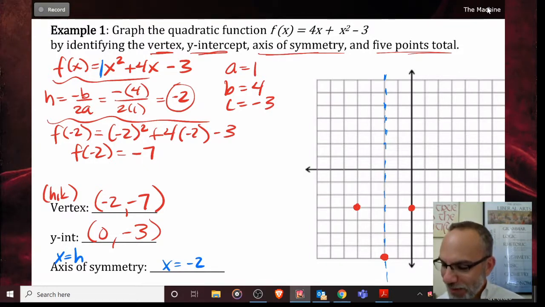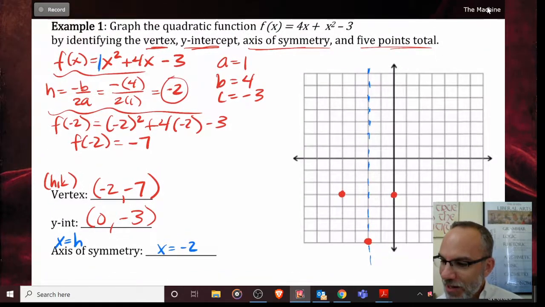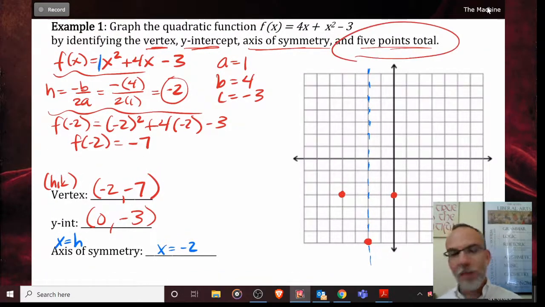So there we go. That's all the pieces I had here, but now we need 5 points total. Well, I've only got 3. So I need to do a couple more. The ones that I want to do are the ones right and left of the vertex. Here's where you want to find your points. You want to look at your vertex, and then go 1 unit to the right, and 2 units to the right, and 3 units to the right, and that gives you the same y values as if you'd gone to the left.